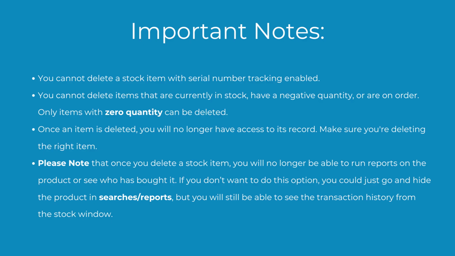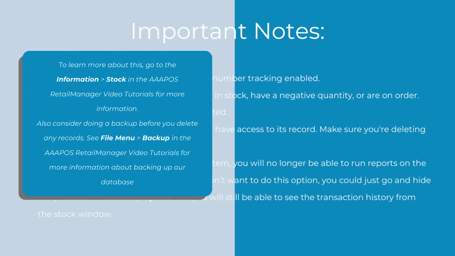Please note that once you delete a stock item, you will no longer be able to run reports on the product or see who has bought it. If you don't want to do this option, you could just go and hide the product in searches and reports, but you will still be able to see the transaction history from the stock window. To learn more about this, go to Information Stock in the AAAPOS RetailManager video tutorials for more information.